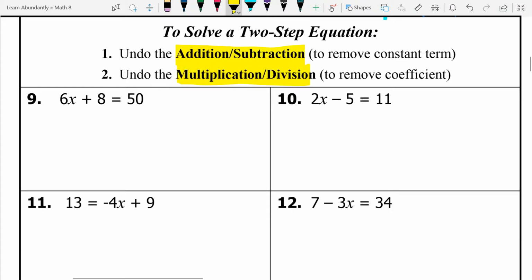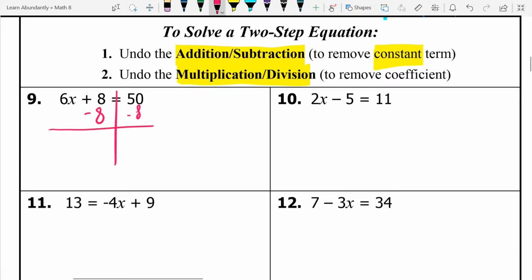Go in that order. So the first thing we're going to do is get rid of that constant term. That's the part that doesn't have a variable, just the number that's hanging out by itself. And then we're going to get rid of the number that's on the variable. Okay? So starting with number 9, the first thing I'm going to do is get rid of the constant term by subtracting 8 from both sides.